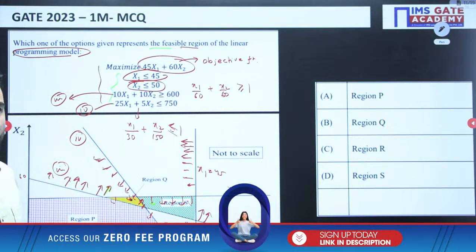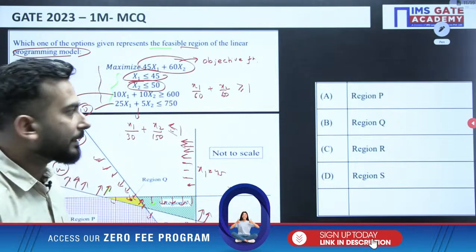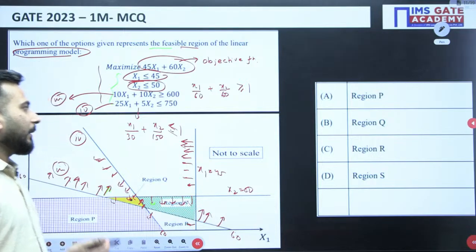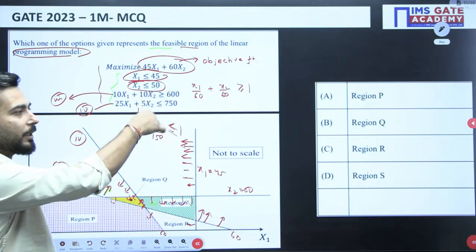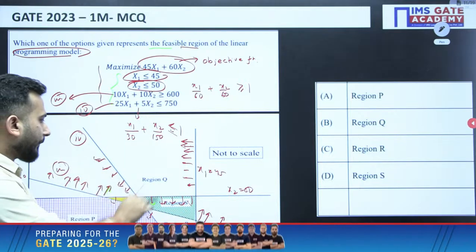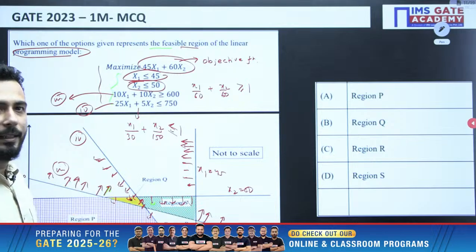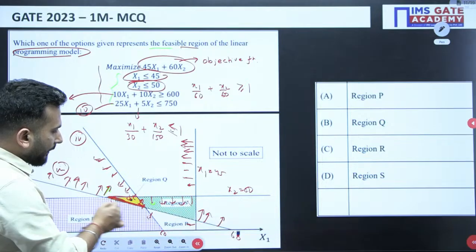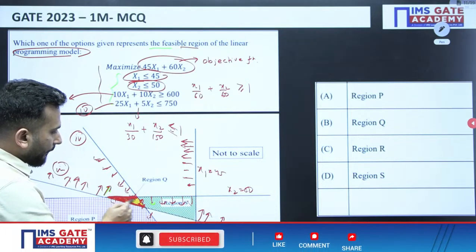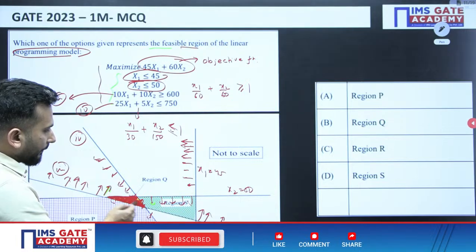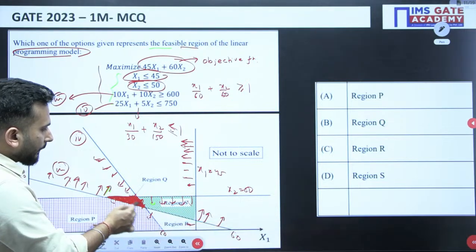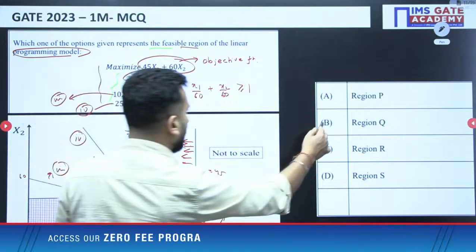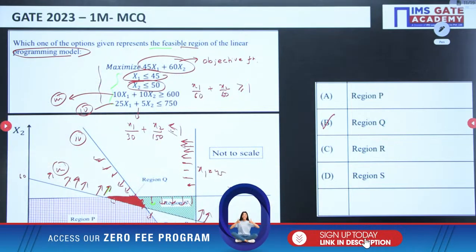So without plotting the lines separately, just by seeing, we can get the answer. Without plotting the entire line, just by the knowledge of the intercepts, you can guess which line is what, and if you look closely, you can very easily tell that this is the shaded region. So this region is Q. So what is your answer? Region Q is the answer, right?